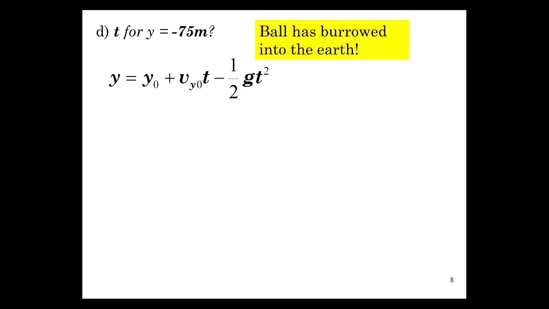So here's our position equation. We know the position vertically. It's minus 75. And we want to solve for the time. This is the equation we want to use. y0 is 0. We know where it is.